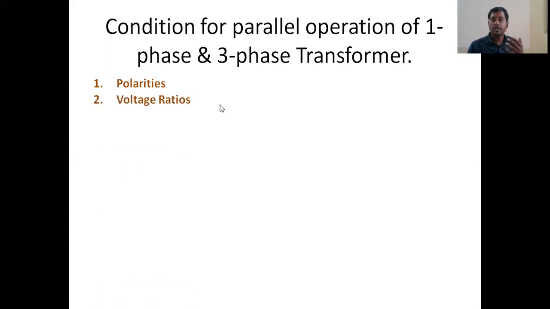Otherwise, what will happen? Circulating current will take place. And voltage ratios must be the same. If the transformer is 11 kV by 33 kV, nothing but primary is 11 kV and secondary is 33 kV, similarly, the other transformer also must be 11 by 33 kV only. Nothing but the voltage ratios must be the same. That is the second condition.